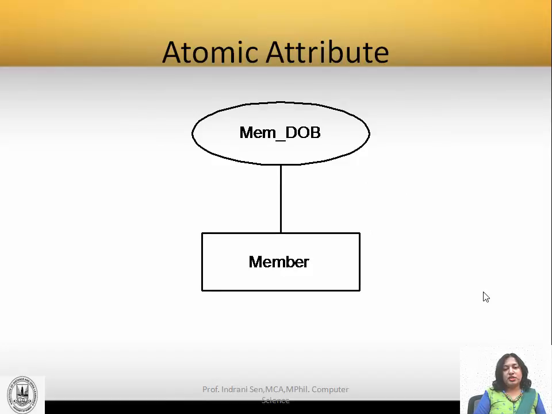What is an atomic attribute? An atomic attribute is an attribute which cannot be decomposed into further smaller parts. For example, we can consider DOB. Member DOB can be considered an atomic attribute because we are not able to decompose it further.